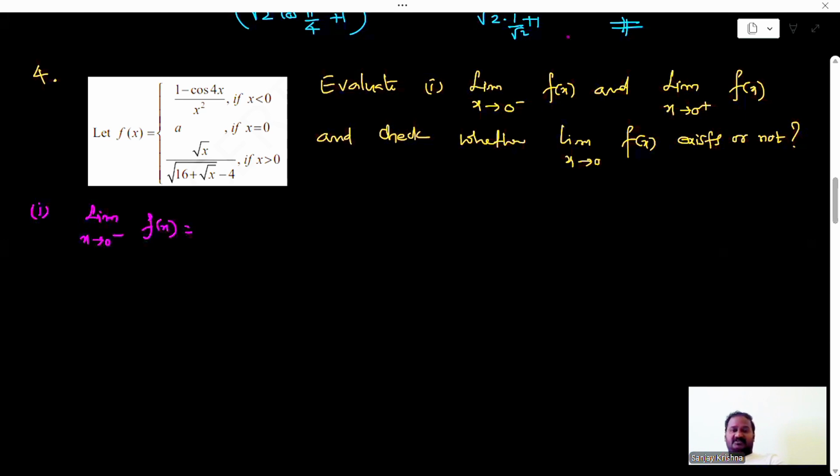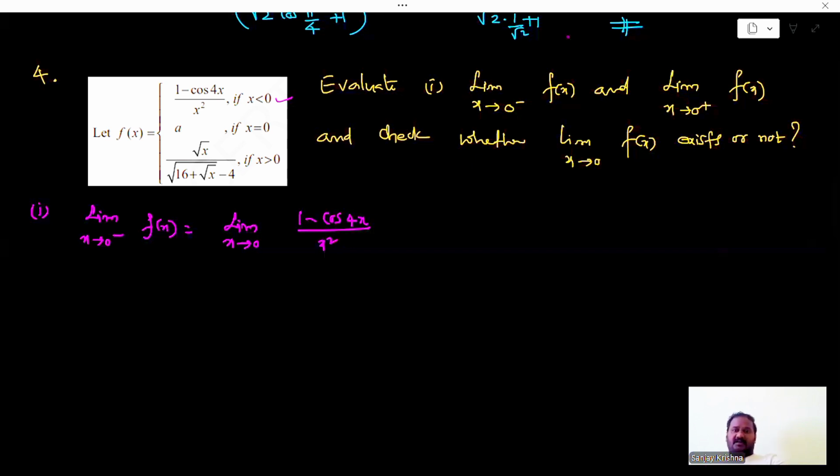What do you mean by 0 minus? 0 minus f of x is limit x less than 0, means you have to consider this condition. That is, limit x tends to 0 of 1 minus cos 4x divided by x square. You know, when you substitute 0 in the place of x, it will become 0 by 0, which is an indeterminate form. So now you have to think about it.